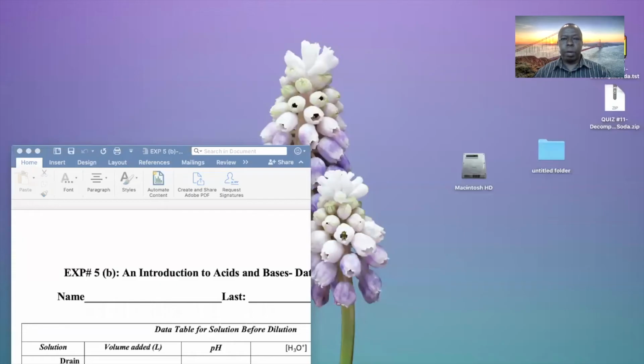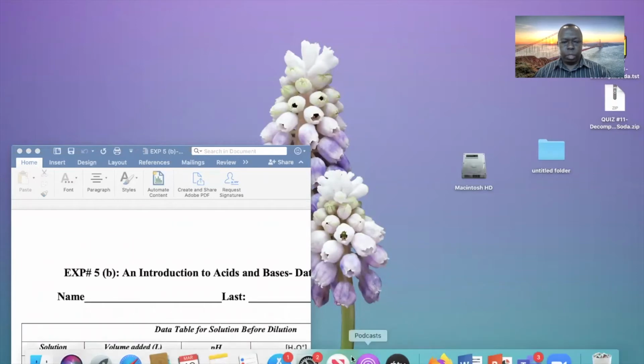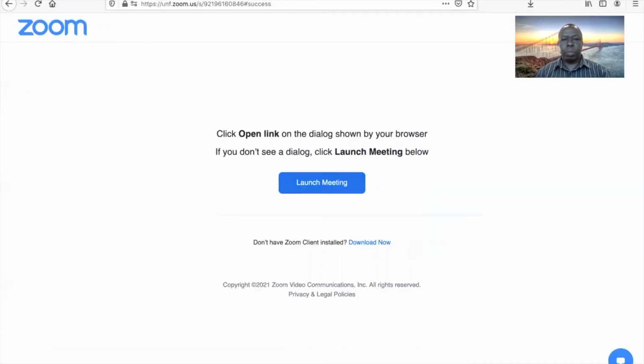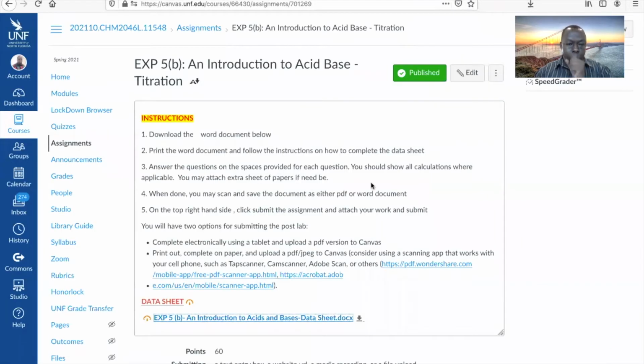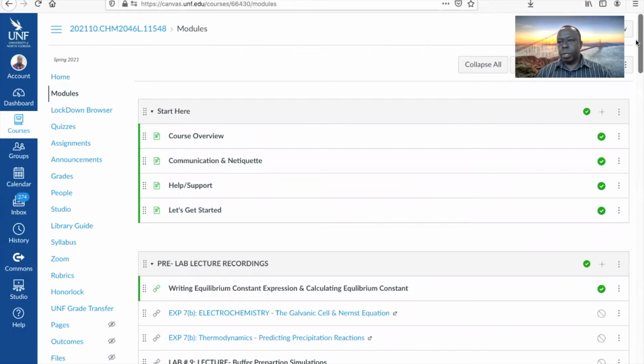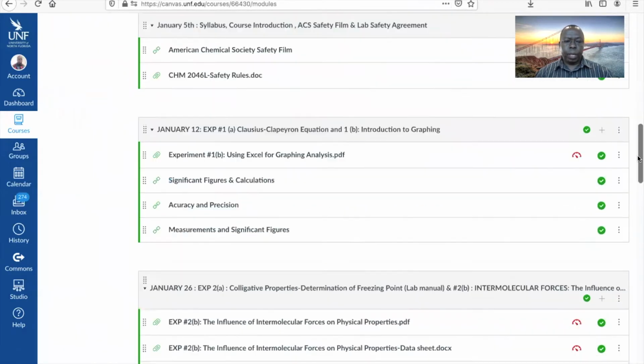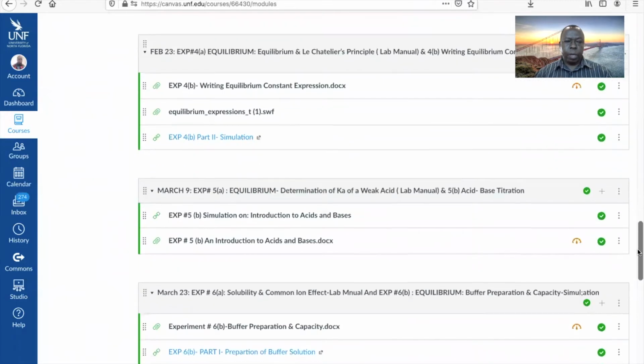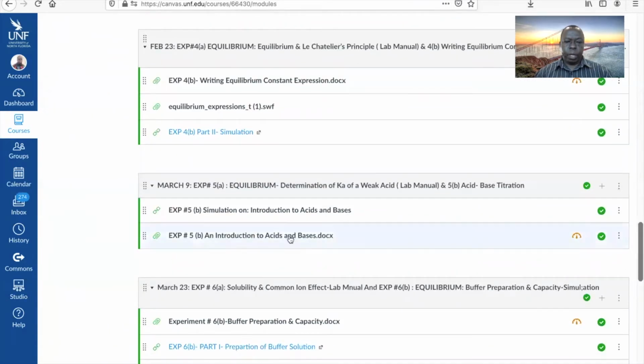This is the screen, and by now I think you should be seeing the data sheet. I want to pull the simulation. This is the home page for Canvas. You'll come to the modules, scroll all the way to experiment 5B. The second one here is the data sheet, and this is the simulation.